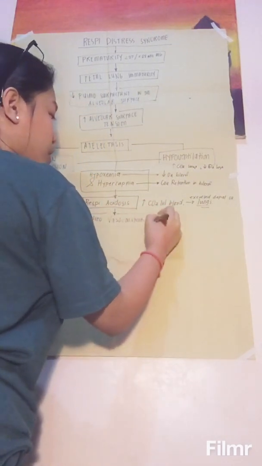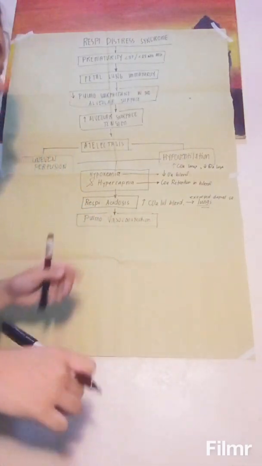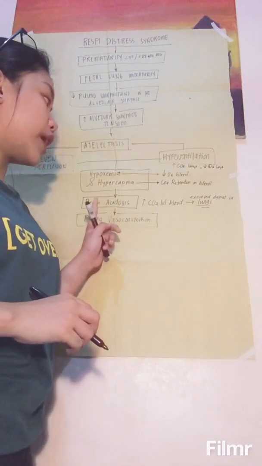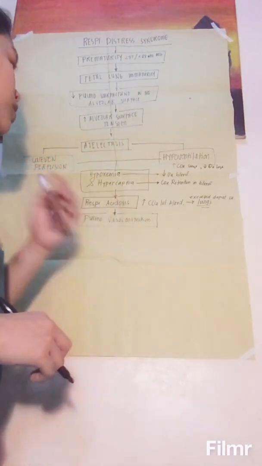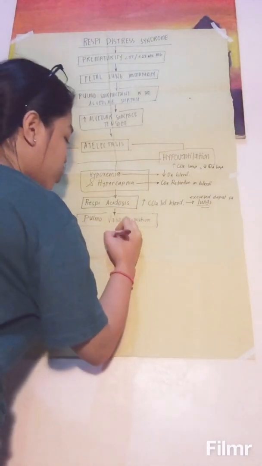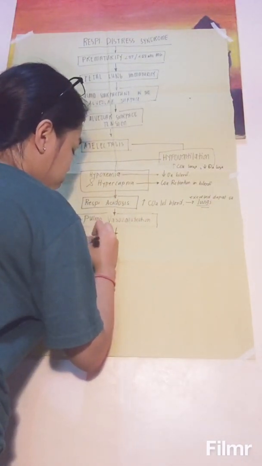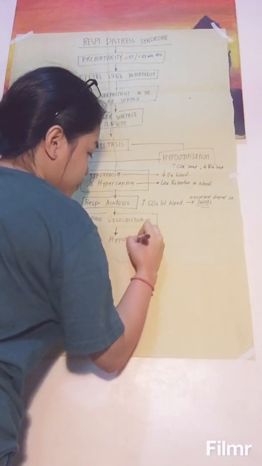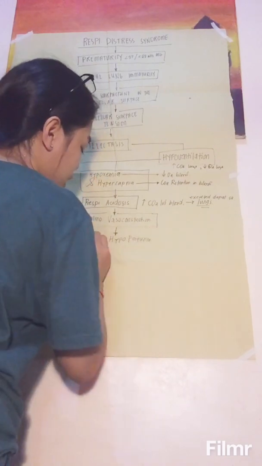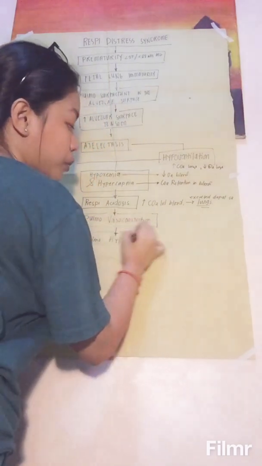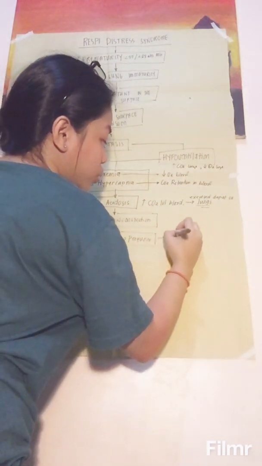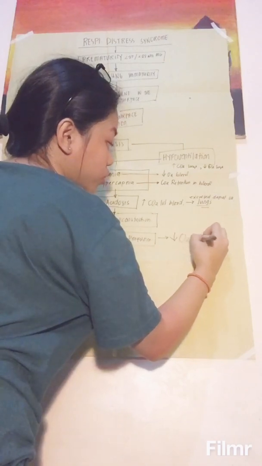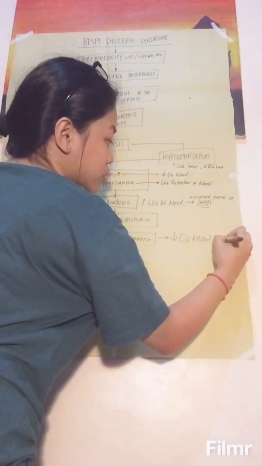Pulmonary vasoconstriction is the result of the alteration in the extracellular H positive concentration in the blood, and it will lead to pulmonary hypoperfusion, wherein the oxygen level in the blood that should be supplying the lungs becomes lower.